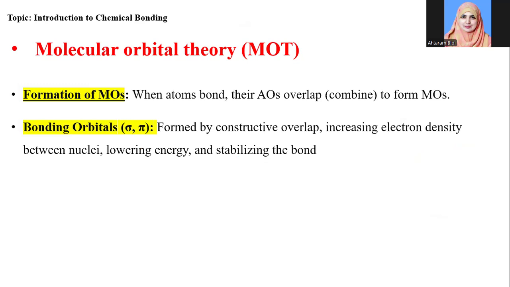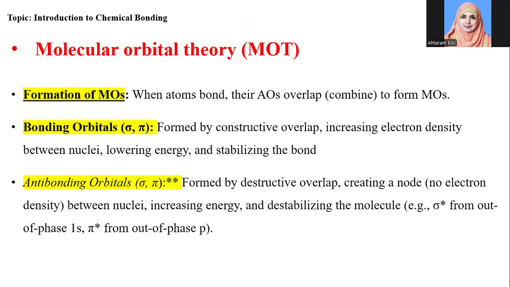The second characteristic property is that the bonding orbitals which are formed may be sigma bond or pi bond, and this bond will be formed by constructive overlap. In constructive overlap, the electron density increases between the nuclei, lowering its energy and stabilizing the bond.